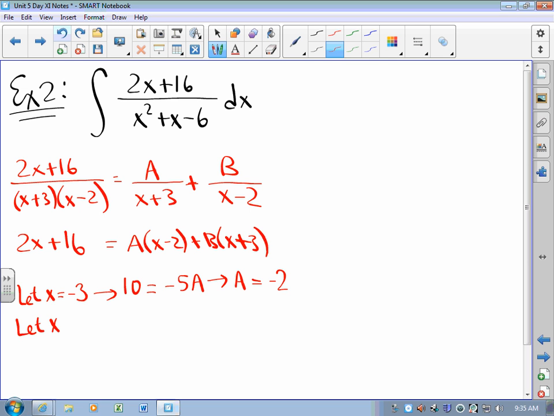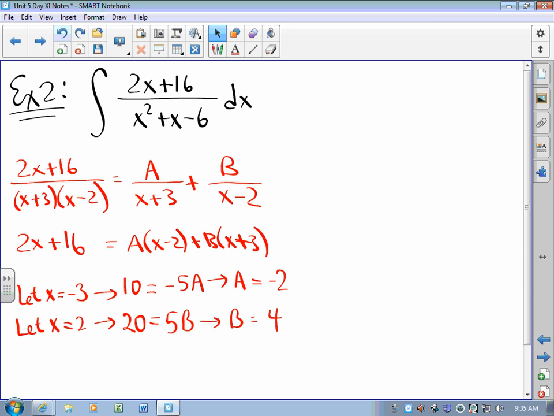If we let x equal 2, then this term will drop right out. And so we get 2 times 2 plus 16. The 2 minus 2 drops right out. 2 plus 3 is 5b. And so b is 4. How does that help us?